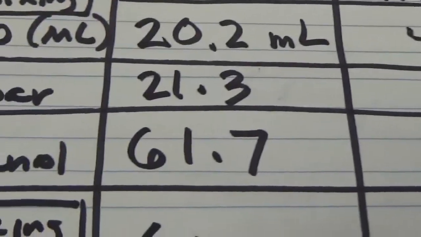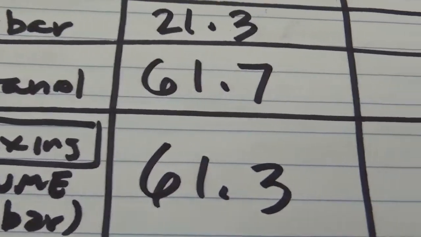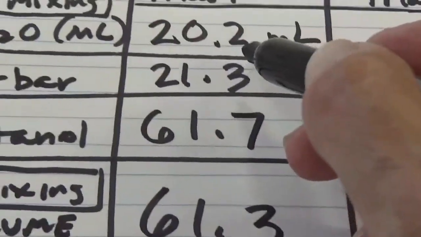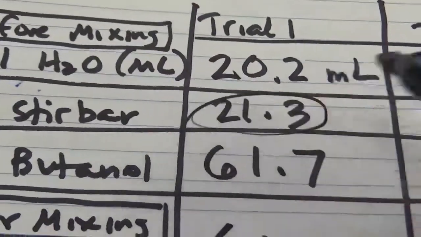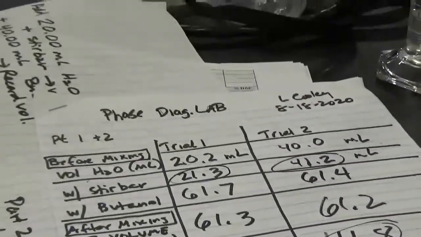Okay, so you could see that the volumes didn't change much after mixing. Went from 61.7 to 61.3, and this one went from 61.4 to 61.2. But the bottom layer, certainly that dividing line here, it was 21.3, now it's 15. Here it was 41.2, now it's 41.8. So that's all the data we need for parts 1 and 2.